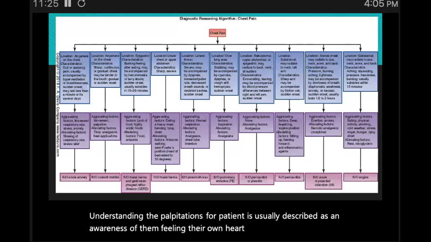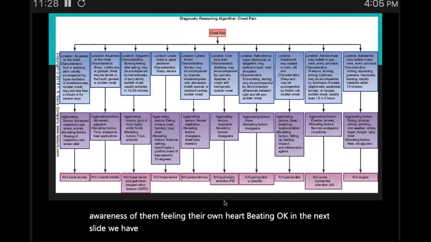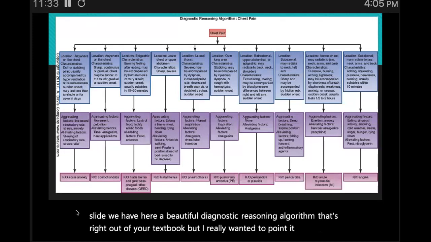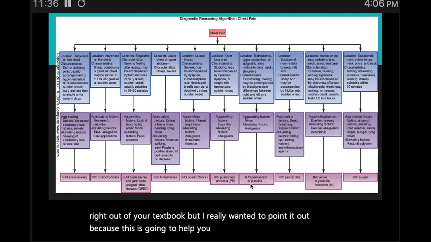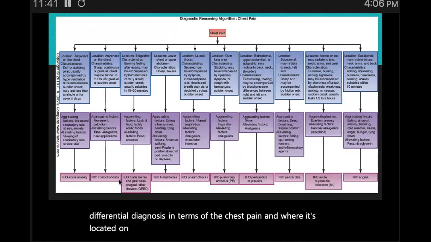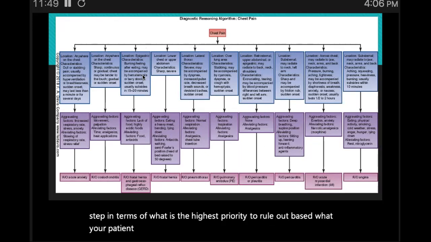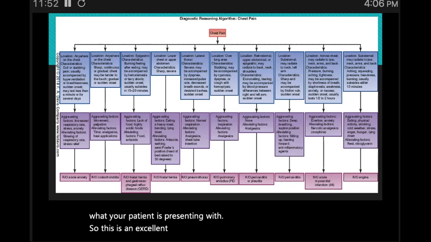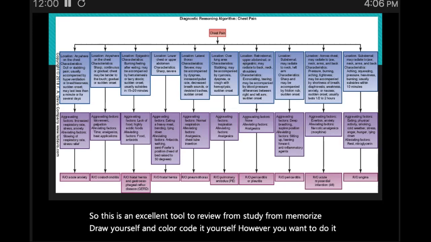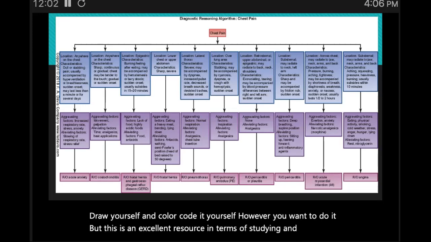Okay, in the next slide, we have a beautiful diagnostic reasoning algorithm right out of your textbook. I really wanted to point it out because it is going to help you differentiate and give you differential diagnoses in terms of the chest pain and where it's located, and what aggravating factors, and then it'll give you the next step in terms of what is the highest priority to rule out based on what your patient is presenting with. So this is an excellent tool to review from, study from, memorize, draw yourself, and color code it yourself, however you want to do it. But this is an excellent resource for studying and reviewing the differentials associated with chest pain.